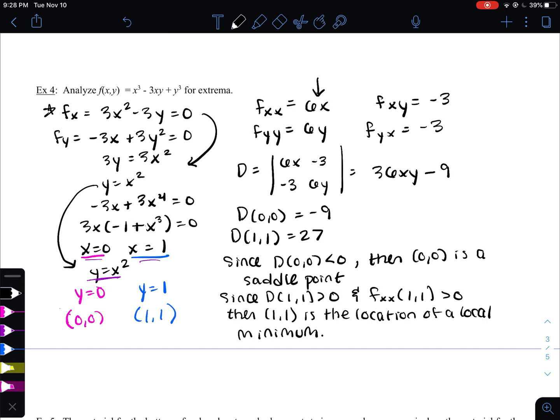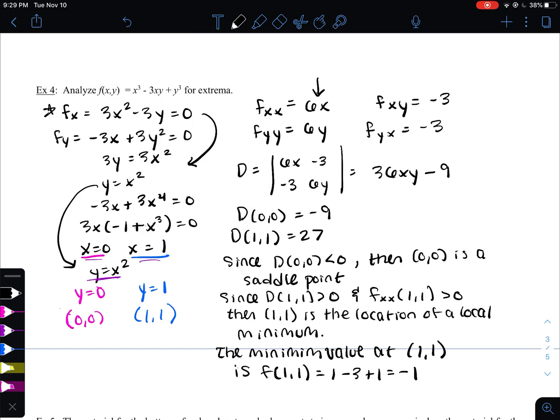Okay, if I asked you, you could say that the minimum value at 1, 1 is, plug it in, I'm getting 1 minus 3 plus 1, so negative 1. Okay, so this is how we do the second derivative test to justify local maxes and mins in multivariable calculus.